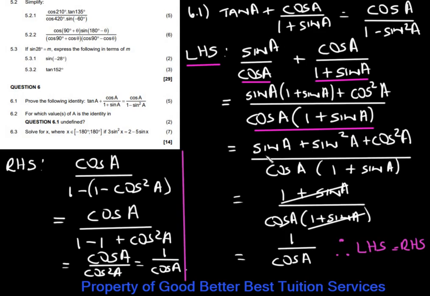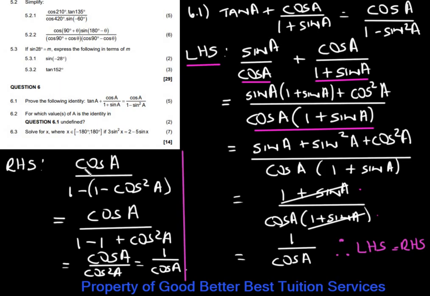And so that simplifies into sine A plus sine squared A plus cos squared A. So sine squared A plus cos squared A is 1, and that gives me 1 plus sine A. My denominator is still cos A times 1 plus sine A. And what we see here is that the denominators will cancel, leaving me with 1 over cos A.